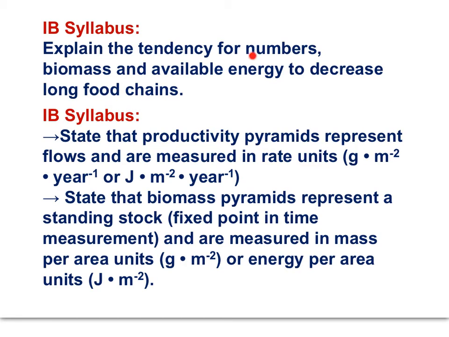Explain the tendency for numbers, biomass, and available energy to decrease along food chains. State that productivity pyramids represent flows and are measured in rate units. State that biomass pyramids represent a standing stock, fixed point in time measurement, and are measured in mass per area units or energy per area units. This last statement is something I've not yet covered. Stay tuned, it's around the corner.